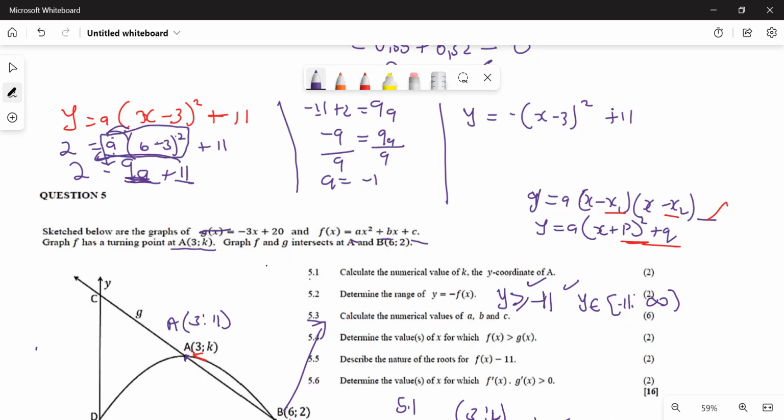Okay, from here onwards, actually, you're going to expand. If you expand this, it says you have minus open bracket, and then we have x squared. You are going to FOIL like here. Yes. You have x squared minus 6x plus 9 close bracket plus 11.